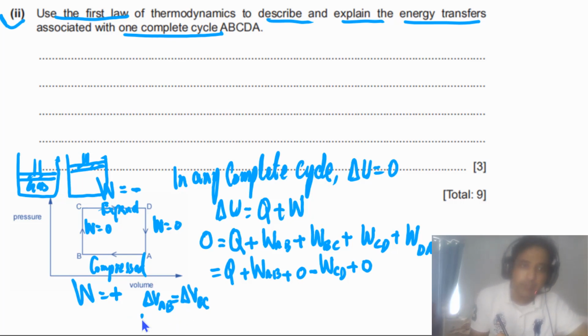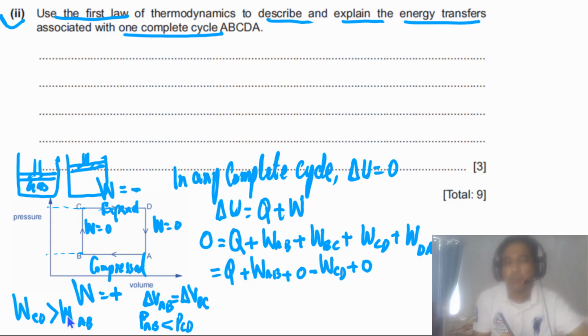But if you look at P at AB, this one is lower. So you can also see from here, and we have pressure between CD. So this is lower than pressure between CD. So it simply means that from here we can write down work done between C and D is greater than work done between A and B in magnitude. We're talking about magnitudes. So as negative work done is greater, it means the net work done, W net, is negative.